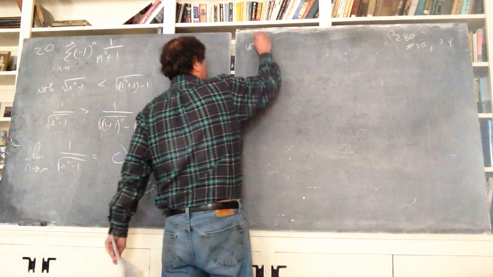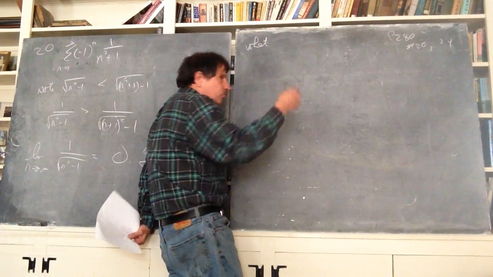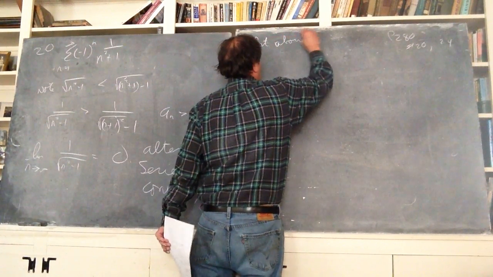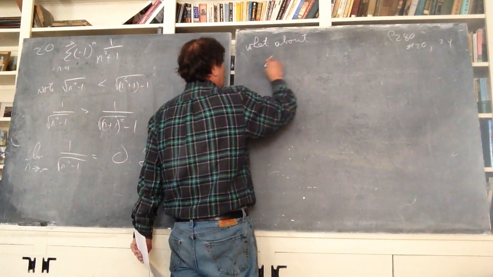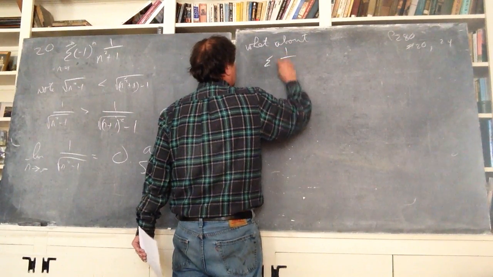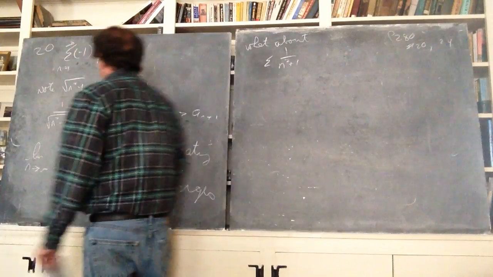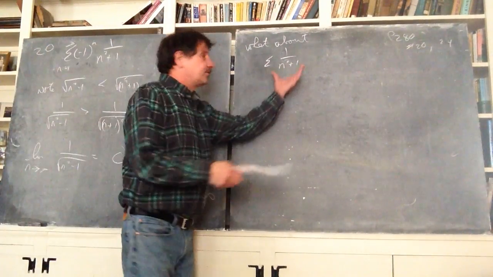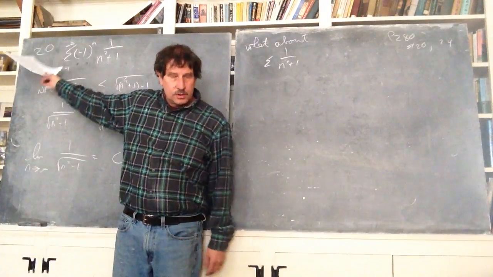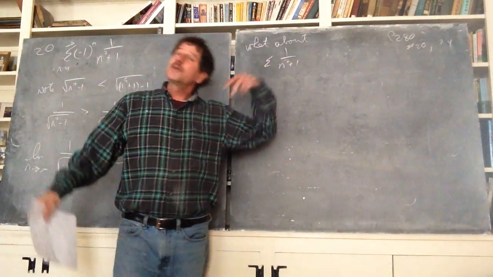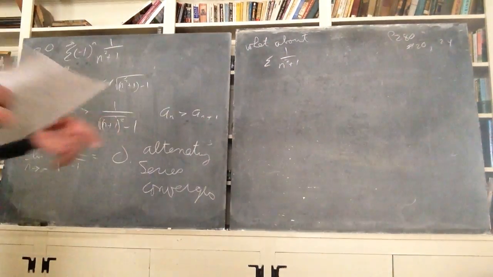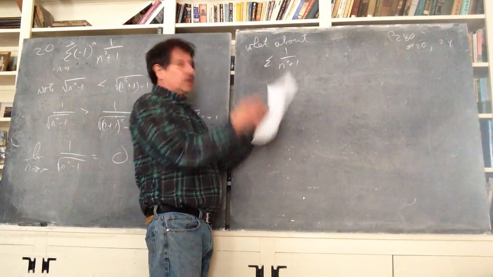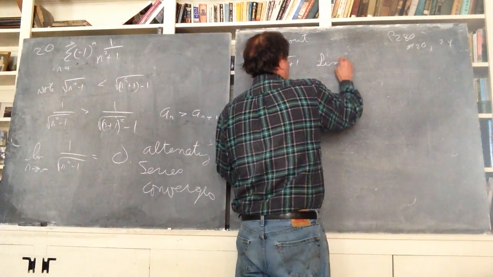Now what about the regular series, the positive series? What is it? 1 over the square root of n squared plus 1. Does that converge? Well, I don't know. If it does, then this series is absolutely convergent. If it does not, then it's conditionally convergent. So let's test this one. Looks like I use the limit comparison test.